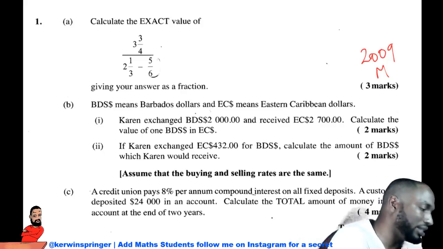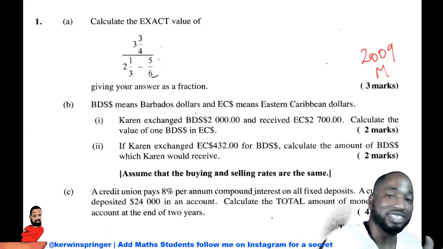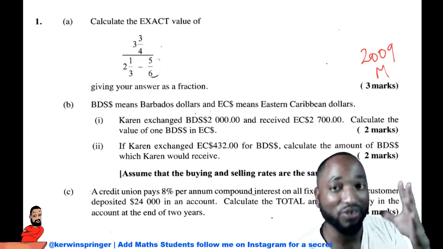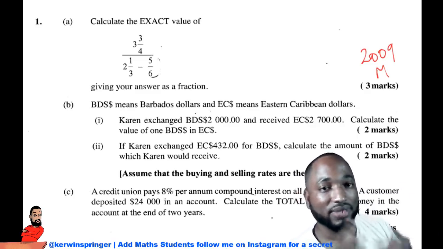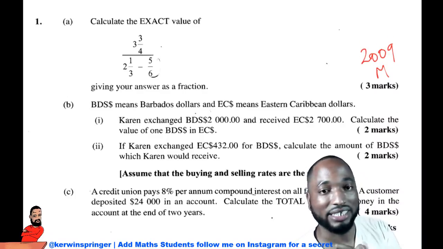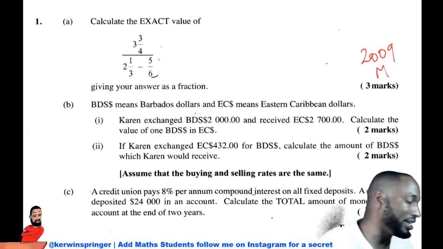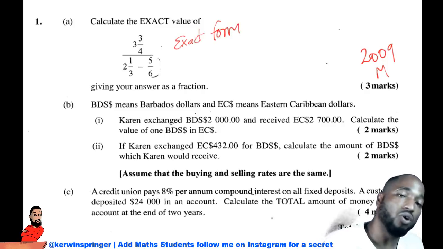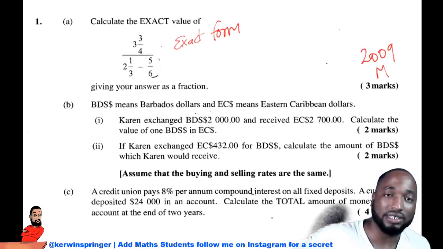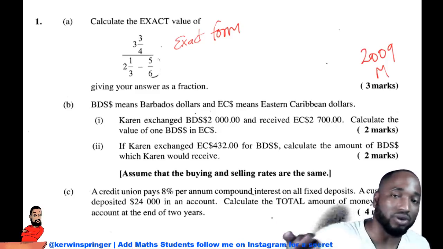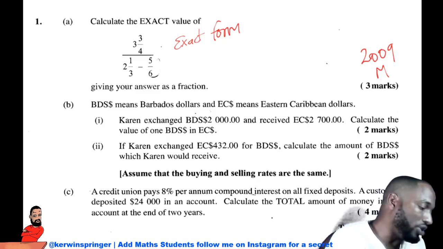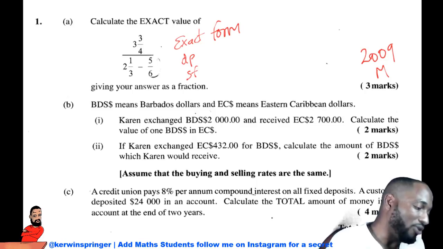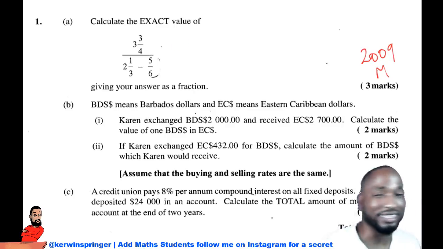Make sure you read the whole question. I am guilty of that sometimes. You see the question and you get so excited you just start with it. Make sure you read down to the end. In this first question, most of the time they'll ask you to give it in some way. They will either ask you to give it in exact form, which means basically leave it as a fraction, or as a decimal with all the decimals, right? If you had to do some square root or something. Exact form, or they'll ask you about decimal places, or significant figures, or to leave your answer as a fraction. So make sure you read the entire question. They normally want the answer in a certain way.